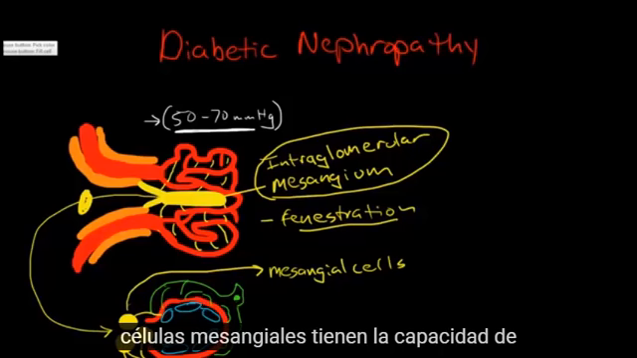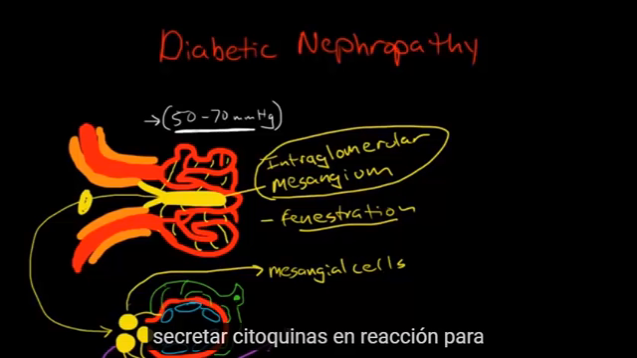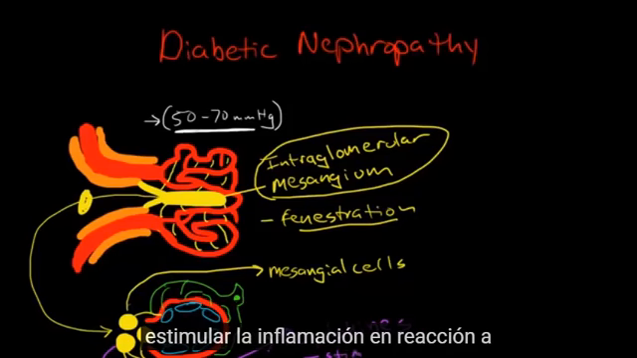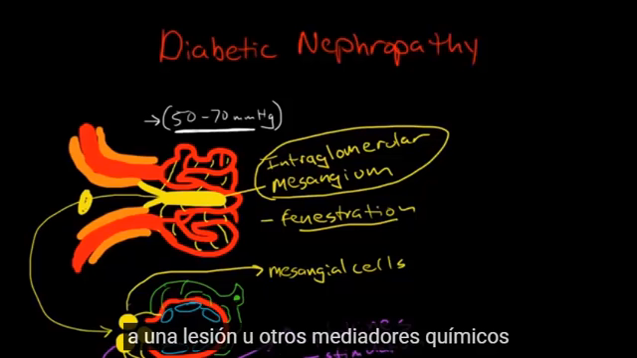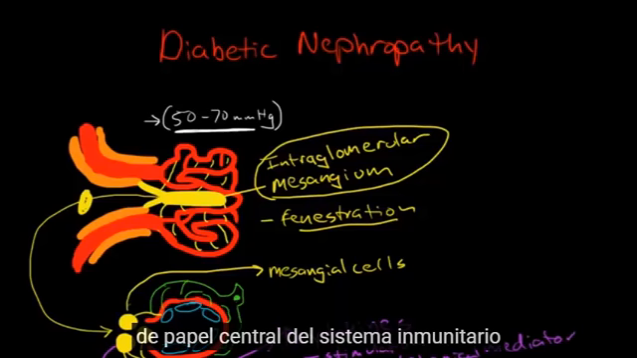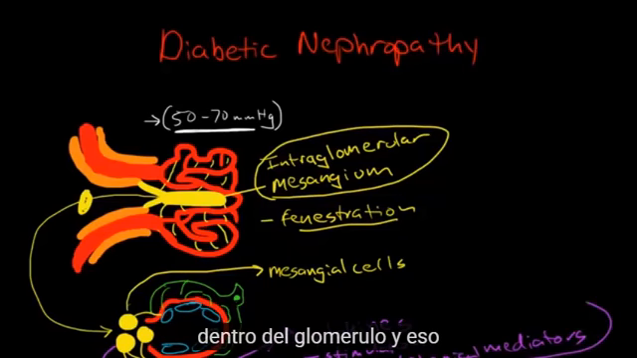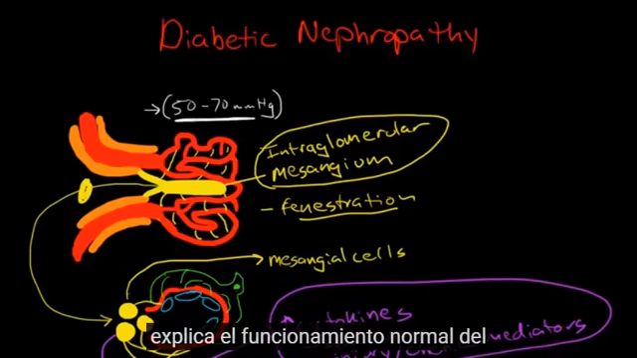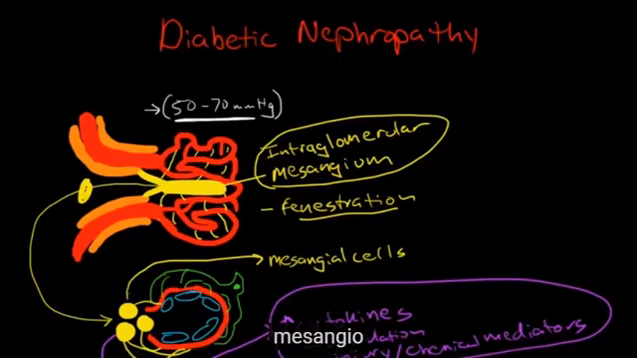Also, the mesangial cells have the ability to secrete cytokines to stimulate inflammation in reaction to injury or other chemical mediators. So they play a central role in the immune system within the glomerulus. Okay, so that explains the normal functioning of the mesangium, the mesangial cells.